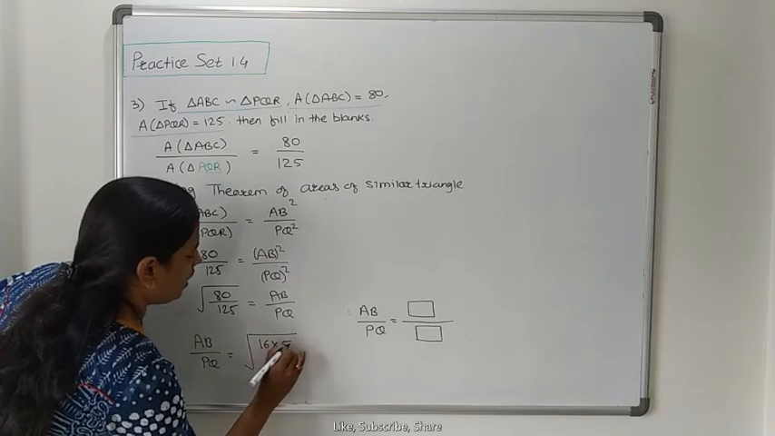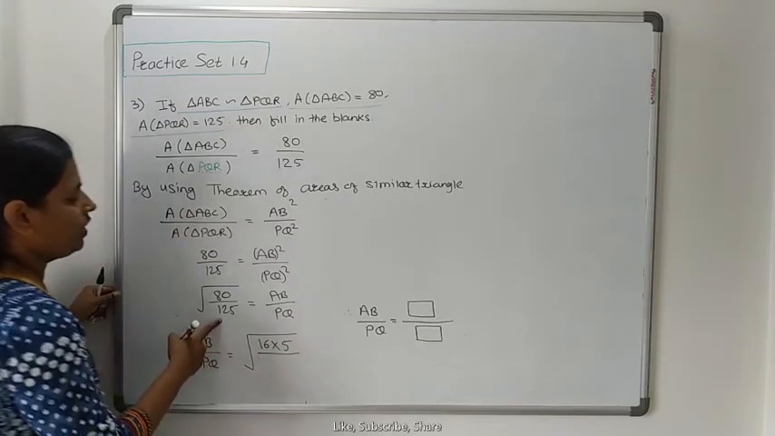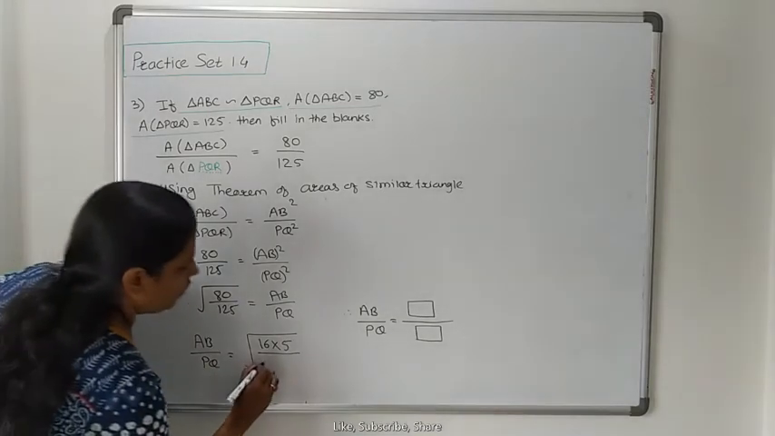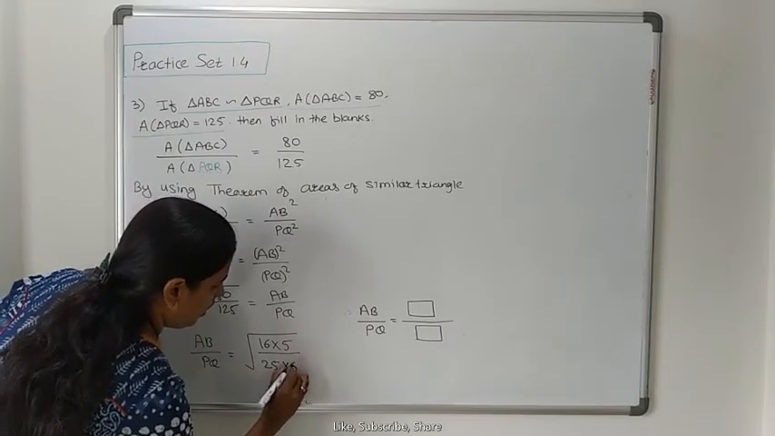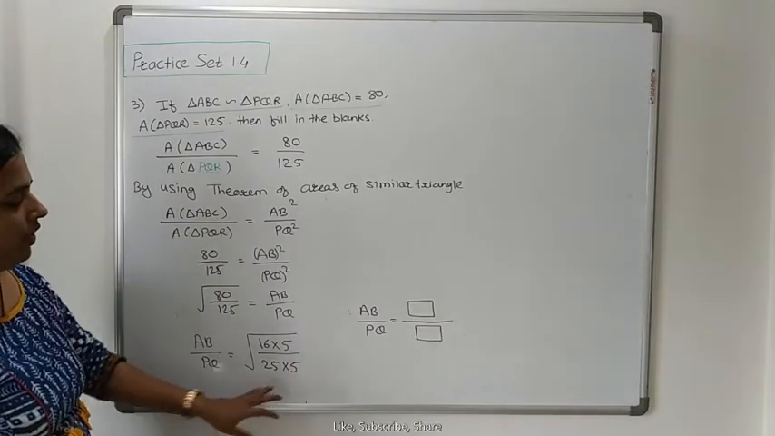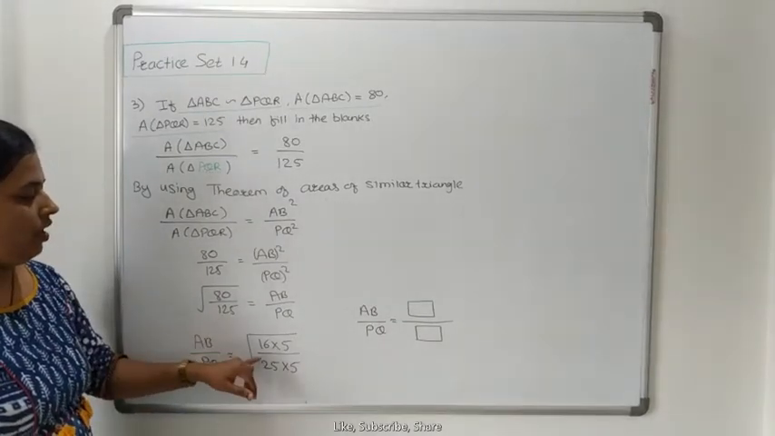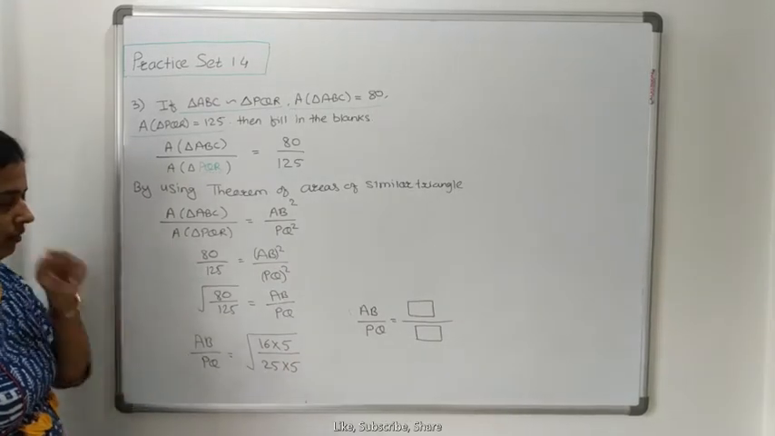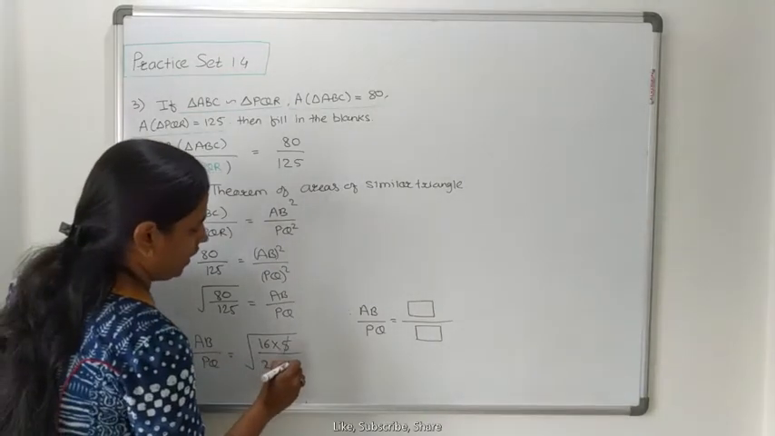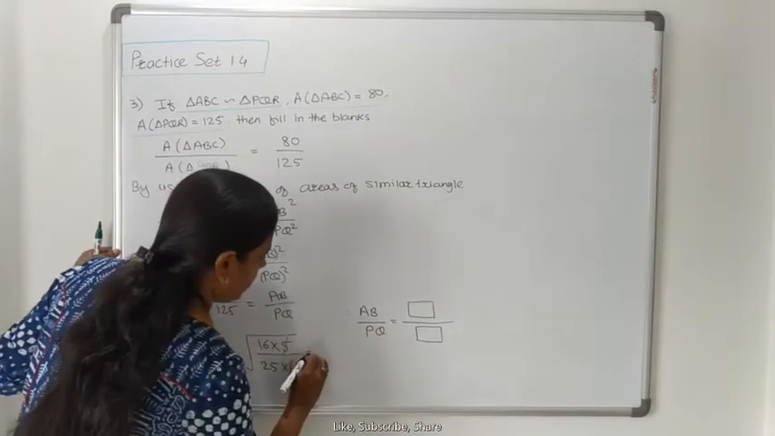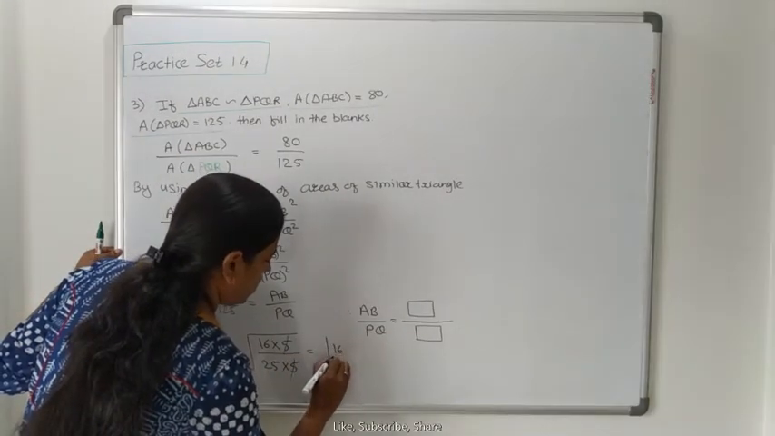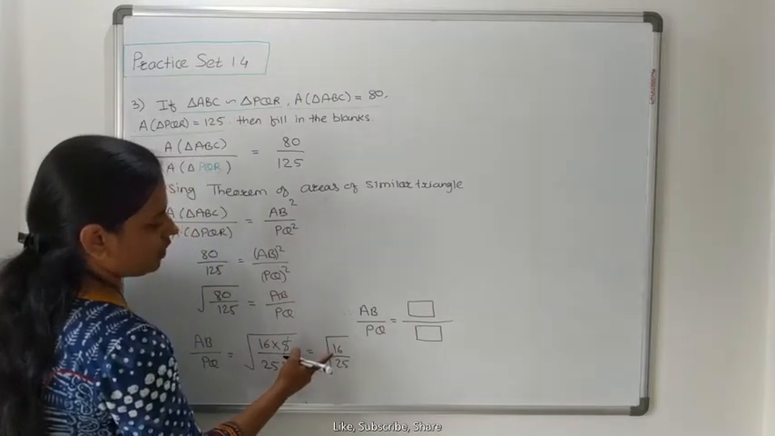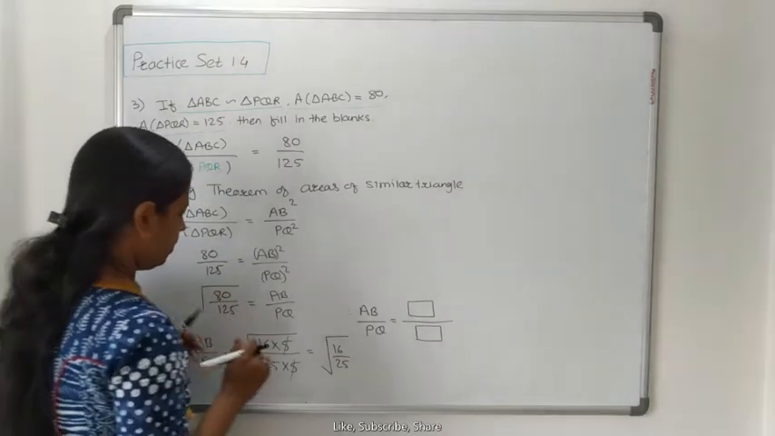is written as 16 into 5 is 80, correct? And 125 is 25 into 5. When we multiply 25 into 5, we get 125, and 16 into 5, we get 80 here. So 5 gets cancelled. So what is the result here? That is 16 upon 25. So just tell me, what is the square root of 16? That is 4. Okay.